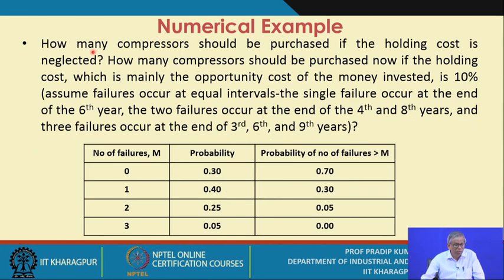Now, what is to be determined? How many compressors should be purchased if the holding cost is neglected? Okay, so you need to determine the number of compressors. How many compressors should be purchased now if the holding cost, which is mainly the opportunity cost of the money invested, is 10%.